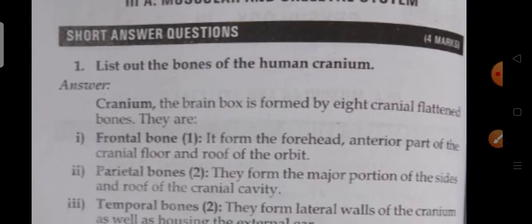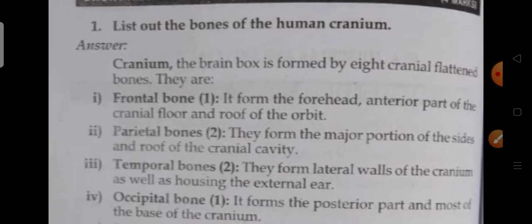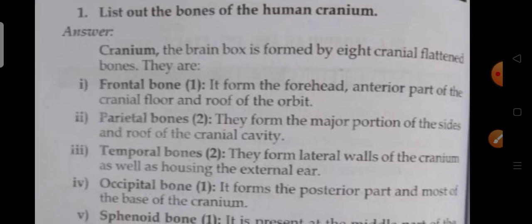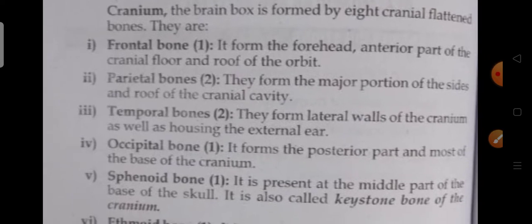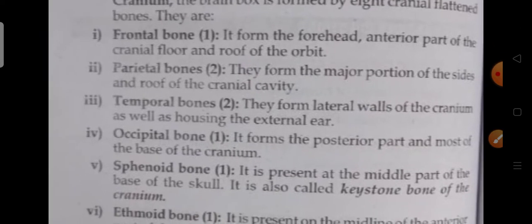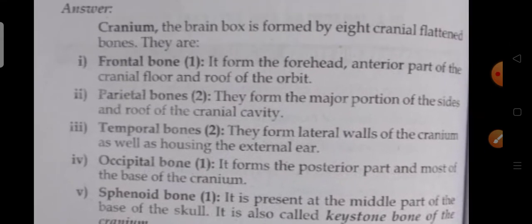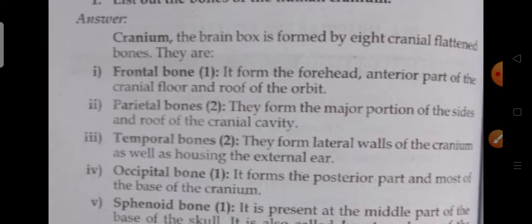List out the bones of the human cranium. The cranium is the brain box. The brain is covered with the cranium, so that it looks like a box. The brain box is formed by 8 cranial flattened bones. So overall there will be 8 bones in the cranium. The brain will be covered by the brain box, that is known as the cranium. It's formed by the 8 cranial flattened bones.